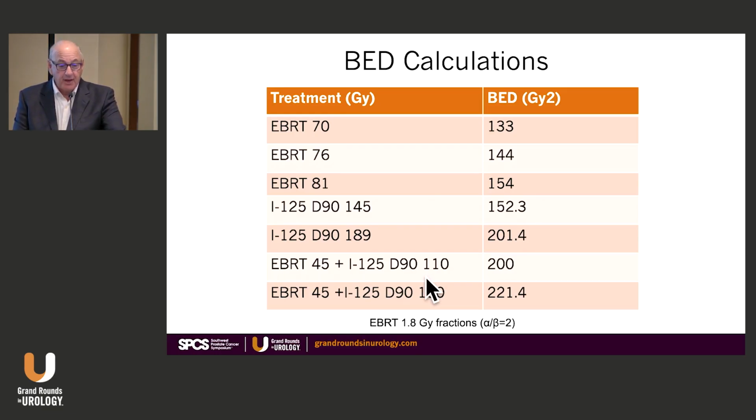If you're delivering combination therapy, the typical dose is 45 gray of external beam and 110 gray of iodine, and that's got a similar BED as our monotherapy. It's 200 gray. But if you deliver a D90 of 130, that kicks it up to 220 gray. Now, keep in mind, these are post-implant doses. These are not planning doses.